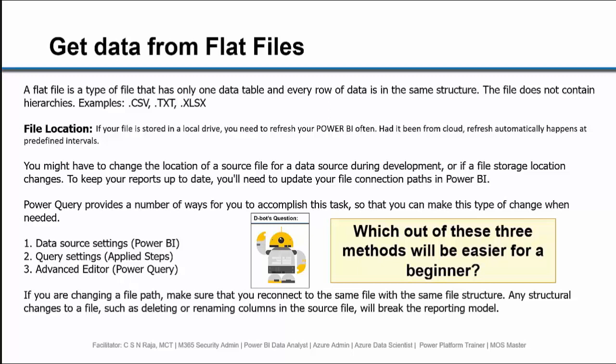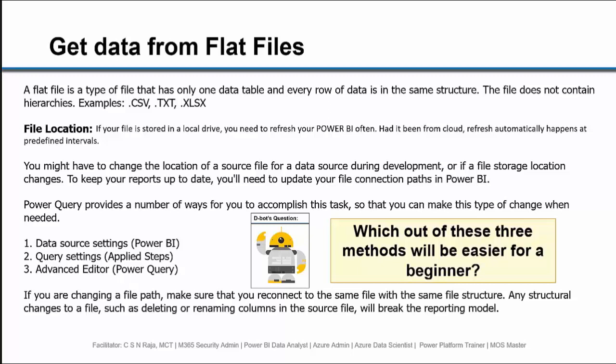You may have to change the location of a source file for a data source during development, or if a file storage location changes. To keep your reports up to date, you will need to update your file connection path in Power BI, and that can be done in 3 different places. One of them is known as data source settings, the other one is called the query settings, and the third place is called advanced editor.